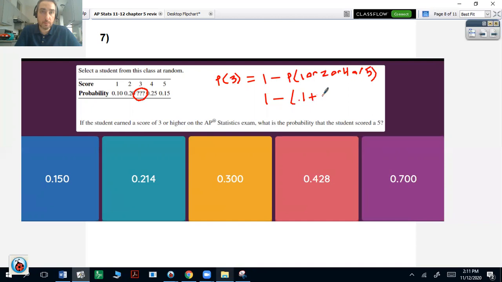0.1, 0.2, 0.25, 0.15. All right, my calculator tells me 0.1 plus 0.2 plus 0.25 plus 0.15 is 0.7, which means that's going to be 1 minus 0.7, 0.3.